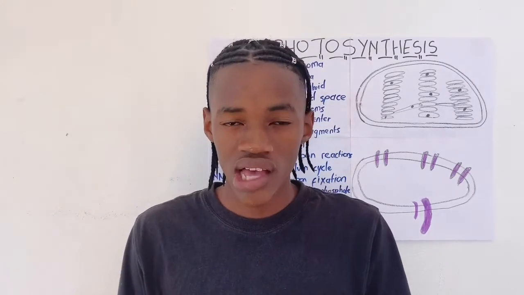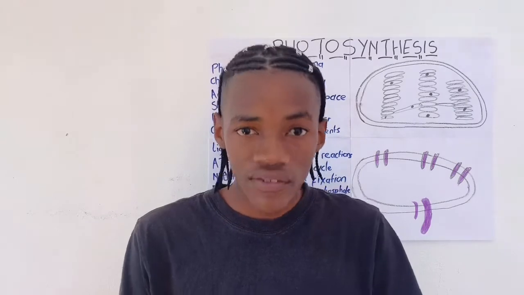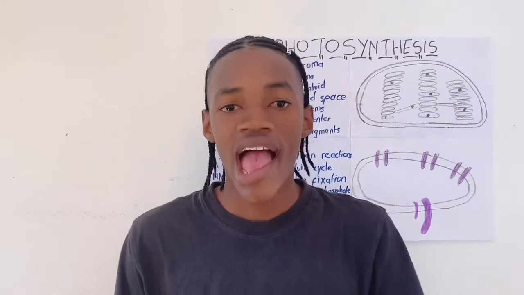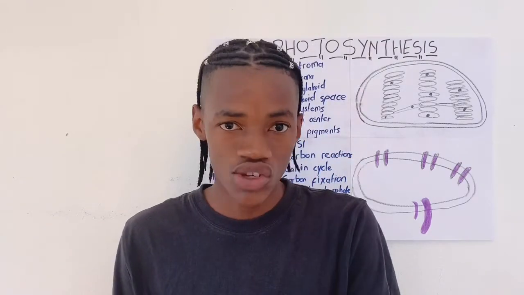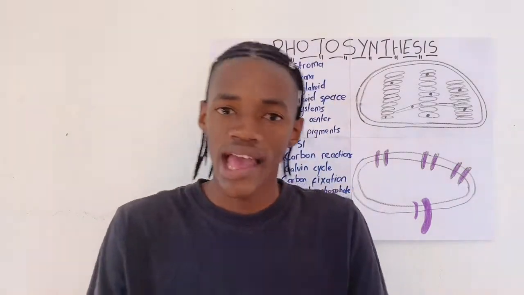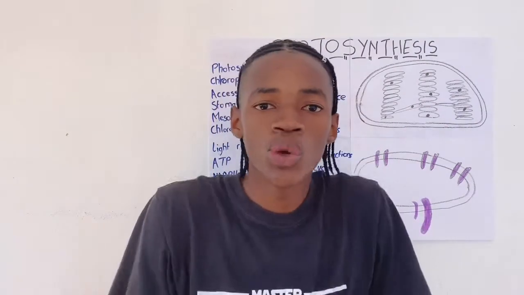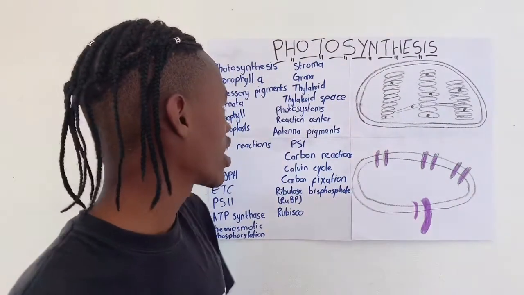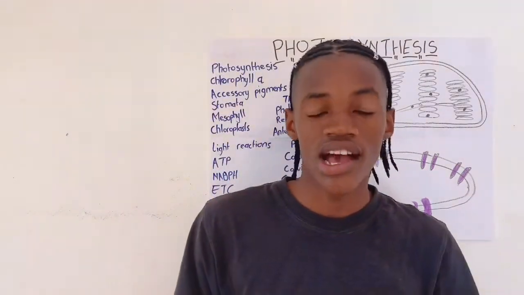Autotrophs are organisms that are self-feeders that use inorganic materials to produce organic materials, their own food. And then heterotrophs are organisms that feed by consuming other organisms. Okay, and then now we are going to get into photosynthesis.